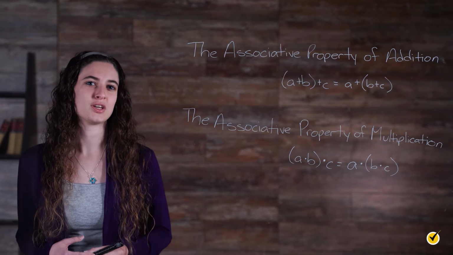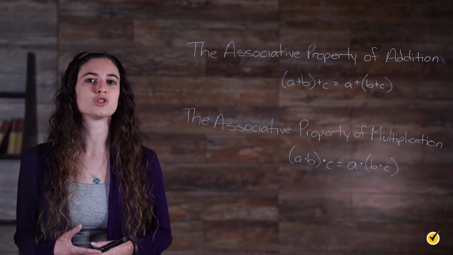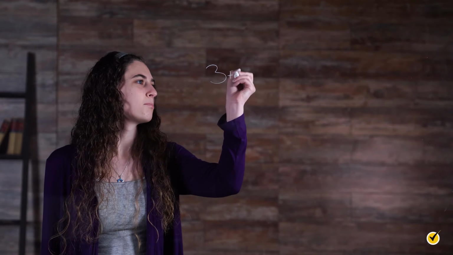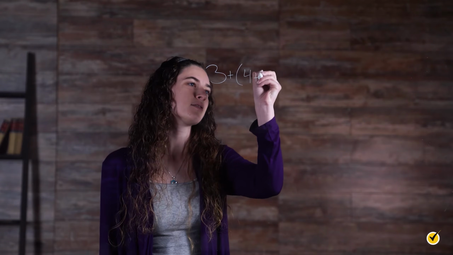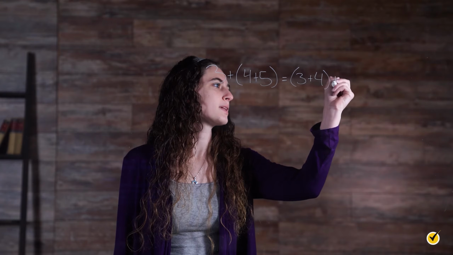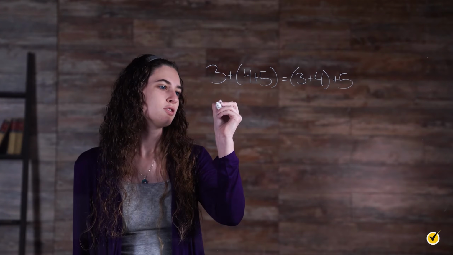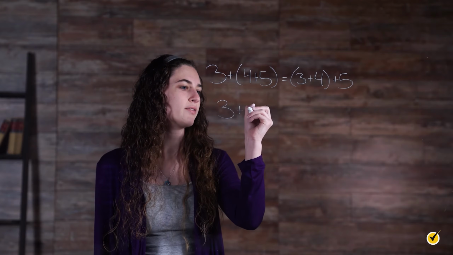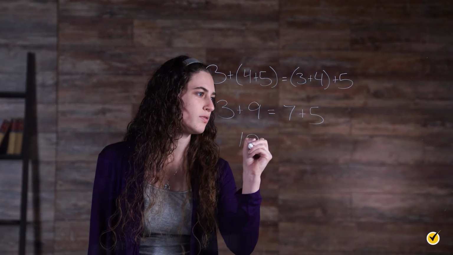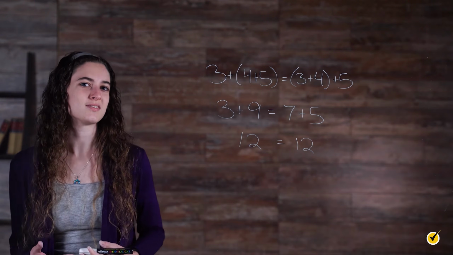Let's look at an example of this property used in an addition problem. This example will show that adding the last two terms first or adding the first two terms first simply does not matter. Let's take a look at 3 plus (4 plus 5) is equal to (3 plus 4) plus 5. So if we do what's in the parentheses first, 4 plus 5 equals 9. 3 plus 4 equals 7. And 9 plus 3 is 12. And 7 plus 5 is also 12. So 12 equals 12 because it's on both sides of the equation.